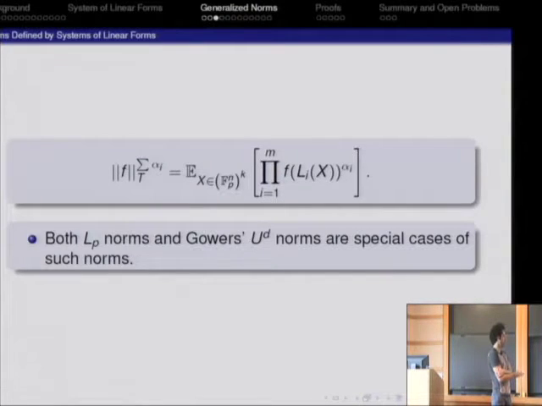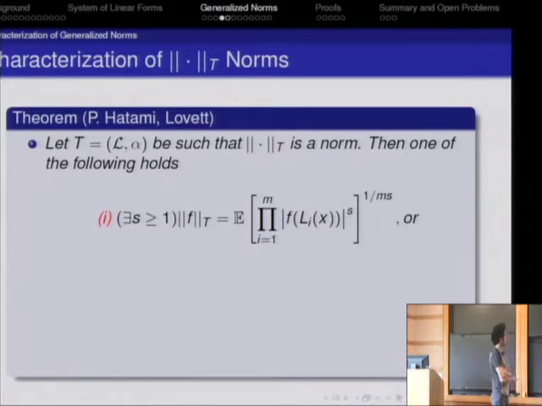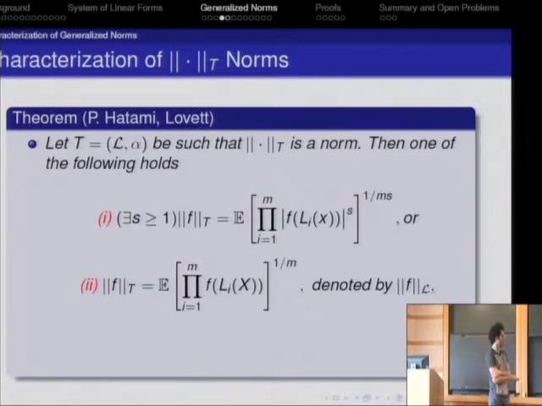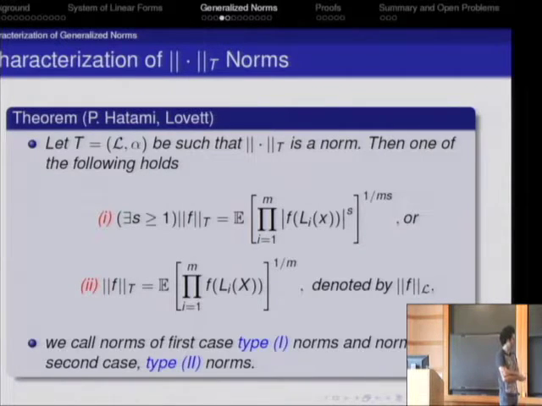So again, examples of these norms are the LP and the Gowers norms. What we prove is that given a set of linear forms and a set of non-negative powers, if the average provides us with a norm, then it has to be either of this type or of the second type, where notice that it is very important that these absolute values now appear. The first case is when all the powers are the same, and they're greater than or equal to 1. The second case is where all the powers are 1, and we don't have absolute values. And notice that, as we just discussed, the Gowers norm is a norm of the second type, and the LP norms are norms of the first type. So we call the first type norms type 1 and the second ones type 2.